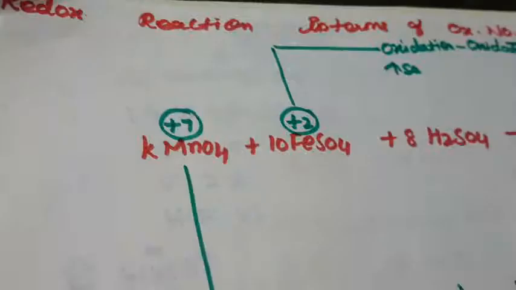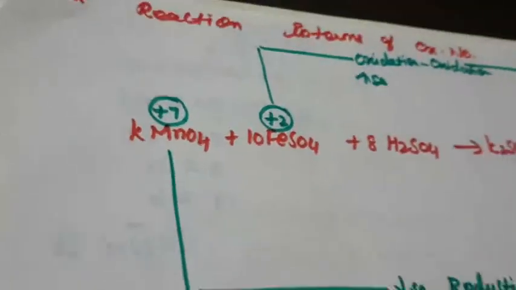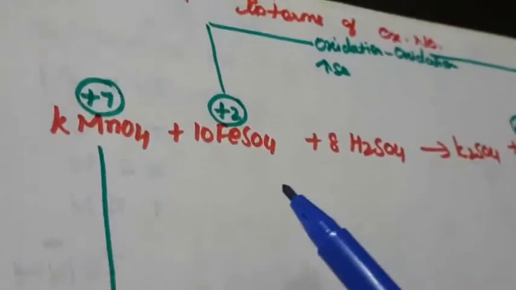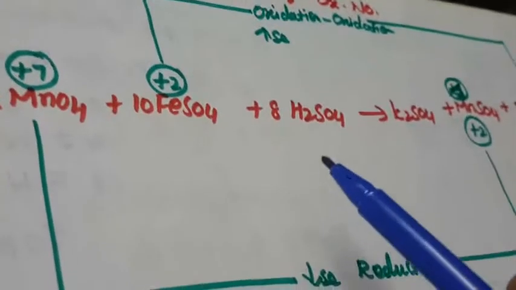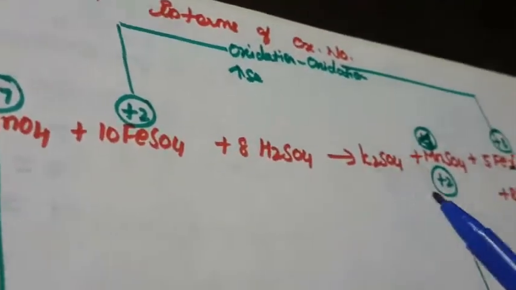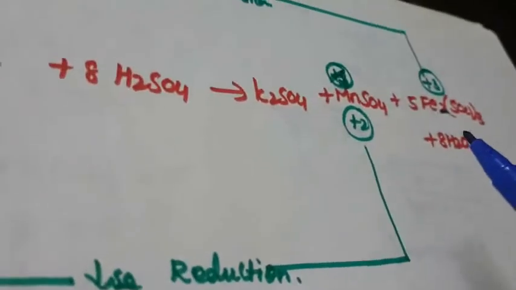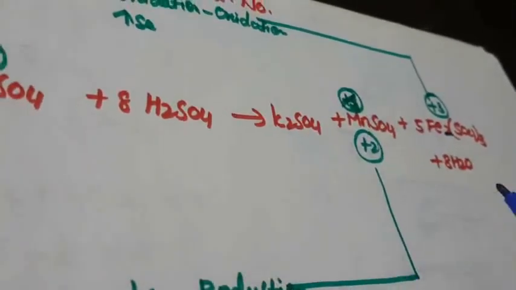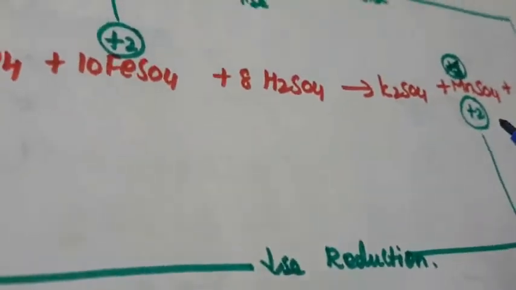How to handle a redox reaction in terms of oxidation number. First, what is meant by redox reaction? Next, redox reaction in terms of oxidation number. This is one example: potassium permanganate reacts with ferrous sulfate and sulfuric acid to give potassium sulfate, manganese sulfate and ferric sulfate. Ferrous sulfate is converted into ferric sulfate, and potassium permanganate is converted into manganese sulfate.